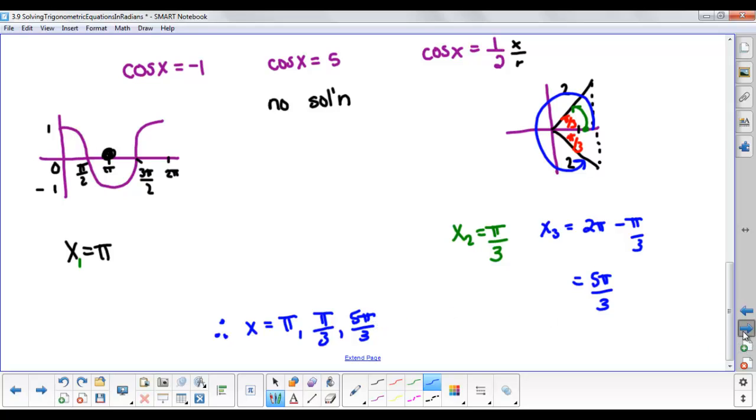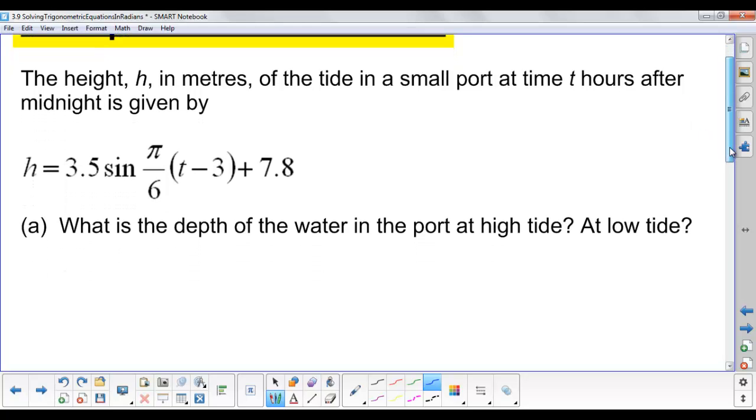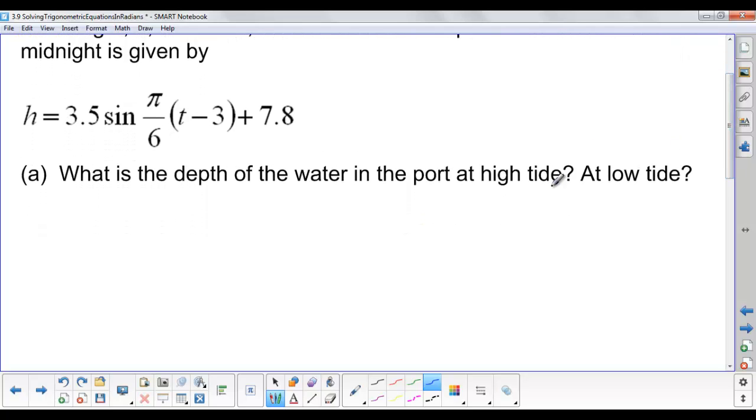Now, for our final example today, this kind of showed up in, I think, 3.7's lesson, so we're just going to go over it now. Also applicable, a good application problem. It says the height h in meters of the tide in a small port t hours after midnight is given by this equation here. So it's asking us what is the depth of the water at high tide and at low tide.